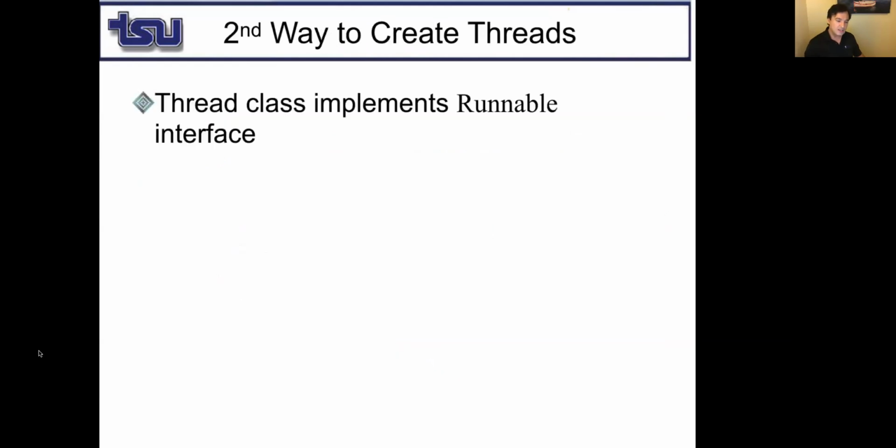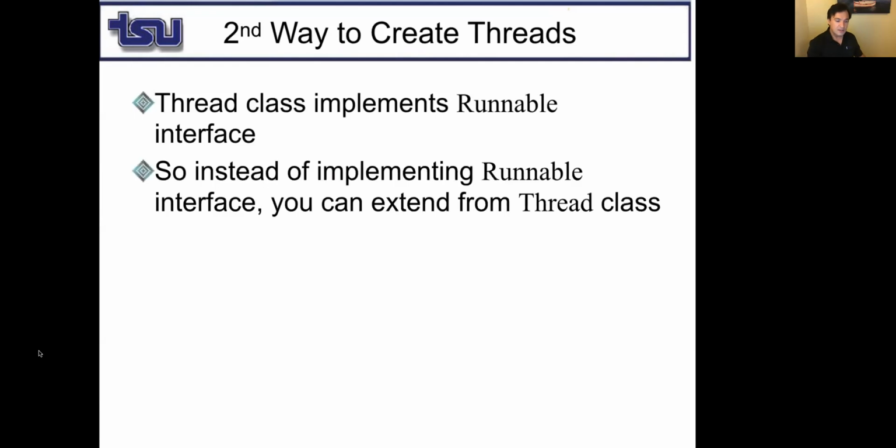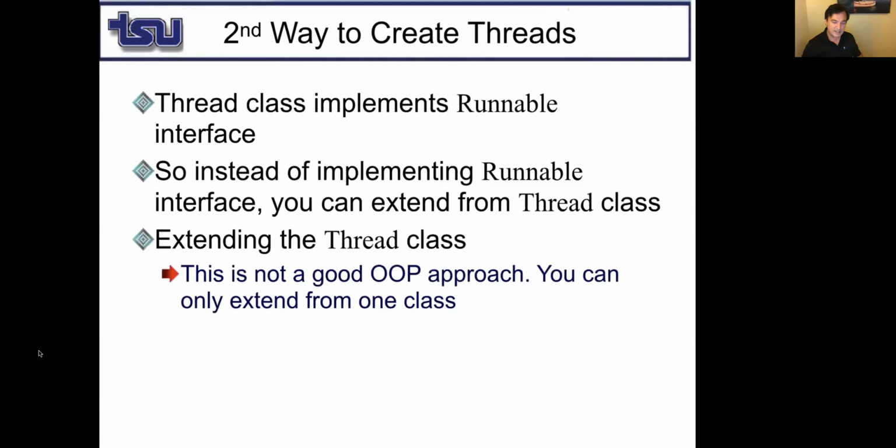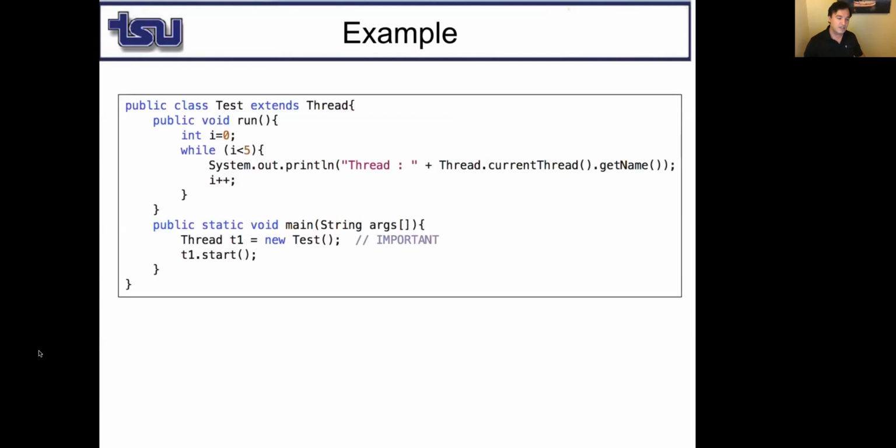Second way, this time we will have the Thread class. Our Thread class implements the Runnable interface. Remember, we had class Thread extends Object implements Runnable. That means a Thread object is a Runnable anyway. So instead of implementing Runnable, I can say extends Thread, because Thread implements Runnable. But this is not a good object-oriented programming approach. I will explain why. Let's see this.